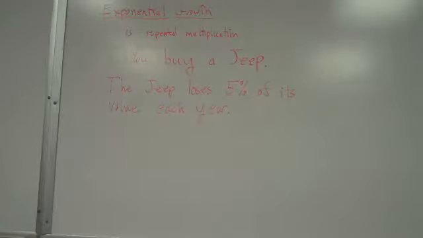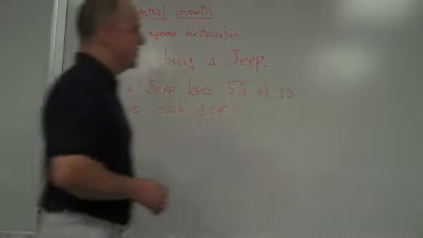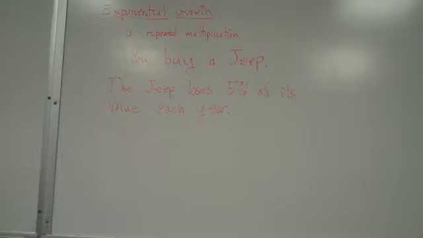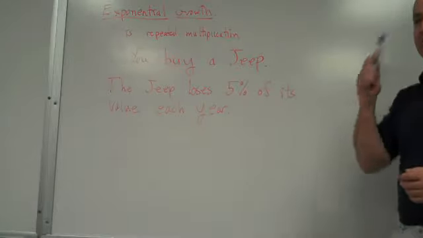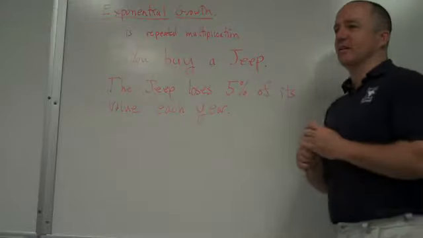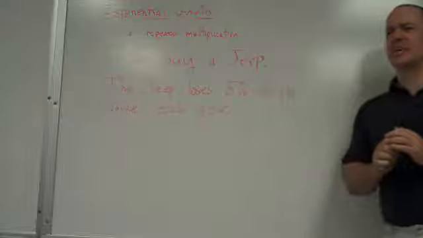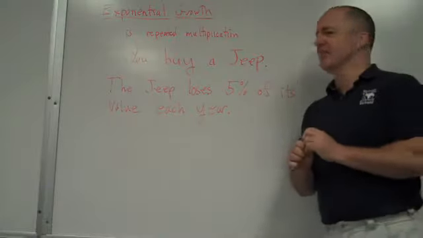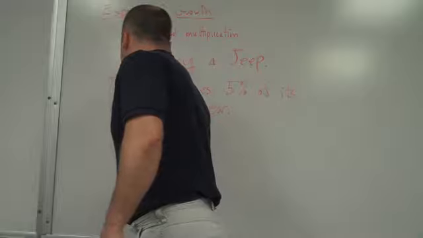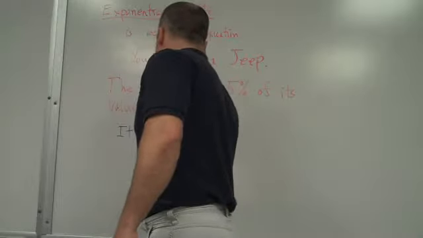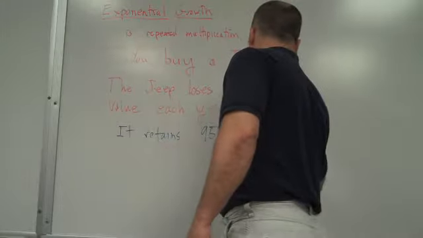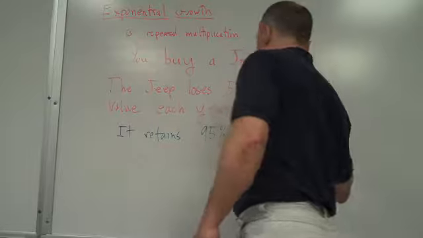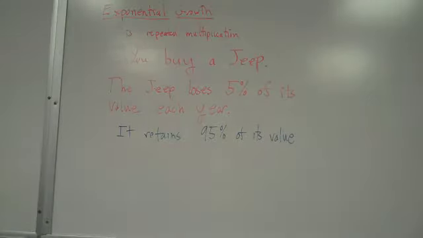So you buy a Jeep. It goes down 5% a year. Now, with this Jeep losing 5% of its value every year, that's a little bit hard to actually model. So what you sometimes want to do is switch this around in your head. How much value is it retaining each year? Minus 5 is not as helpful to the model. Vice versa, would you say? 95. Therefore, it's much better. It retains 95% of its value.